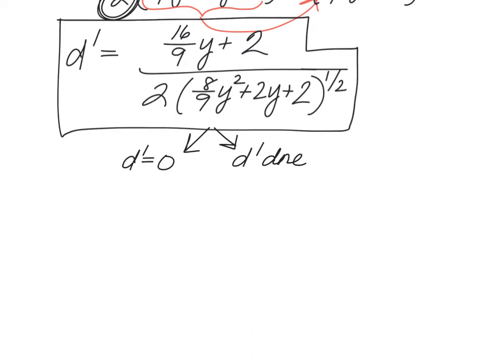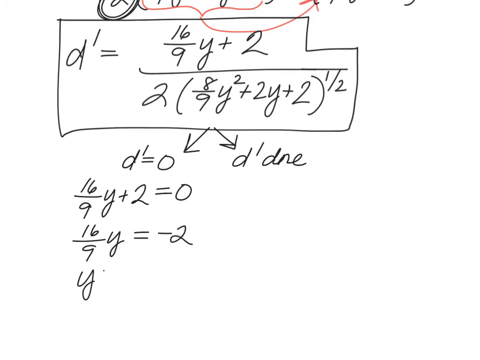sign. So to set this big derivative equal to 0, since it is a massive fraction, we really only need the numerator to equal 0. If the numerator of a fraction equals 0, then the entire fraction will be equal to 0. So we'll solve 16/9 y plus 2 is equal to 0. So we'll subtract 2, and then we'll multiply by the reciprocal. So negative 2 times 9/16.